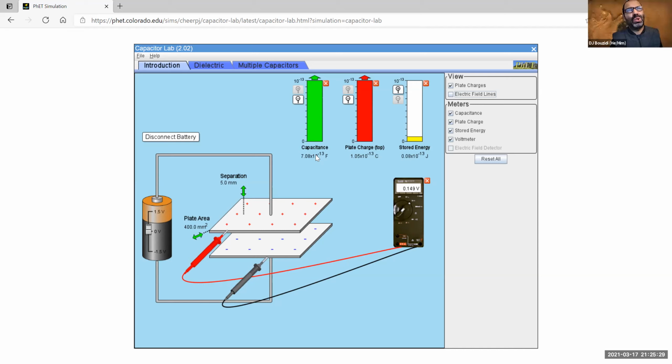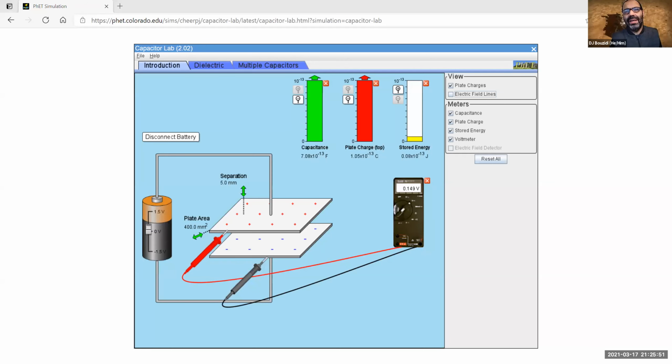And I have the capacitance, which should not change. I have the plate charge, 1.05 times 10 to the negative 13 Coulomb. I have the energy stored, which is 0.08 times 10 to the negative 13 joules. And I have the voltage in here. If I look at my table, what is my table?